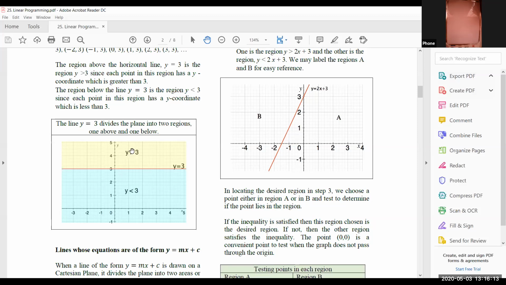This region here represents y is greater than 3. So this will represent all the values up here. And when y is less than 3, it will represent all of the values to the bottom here. Any questions?